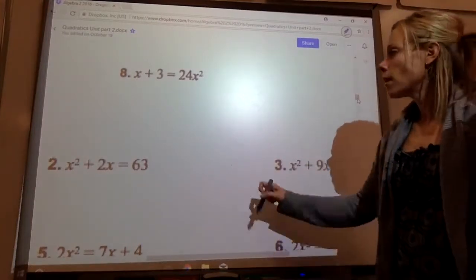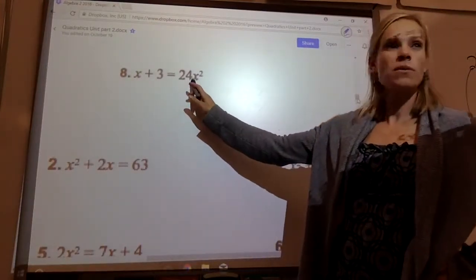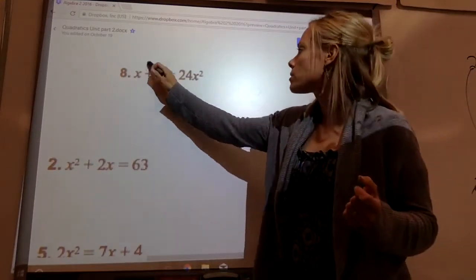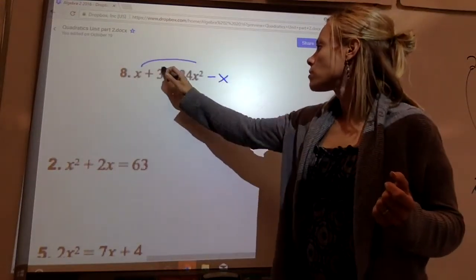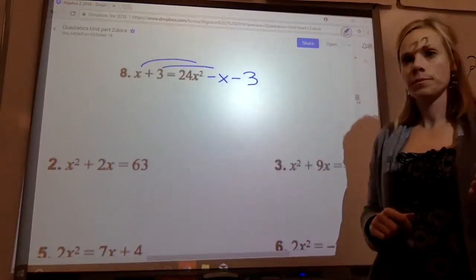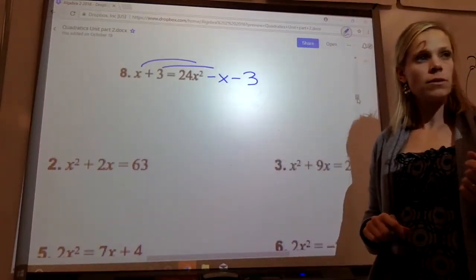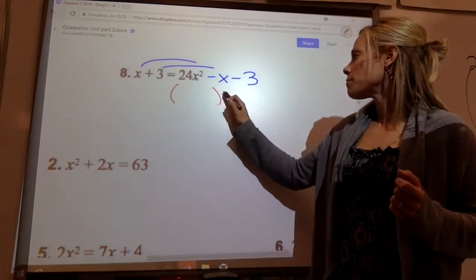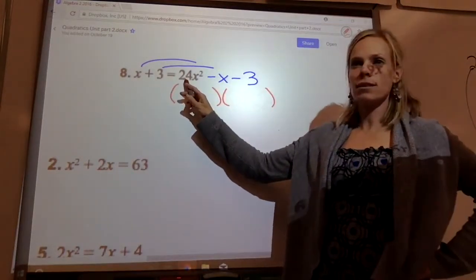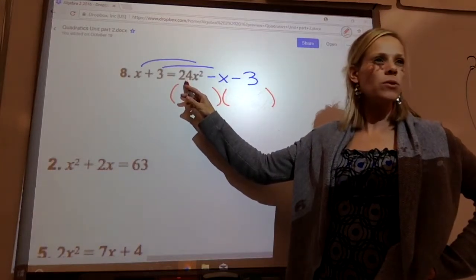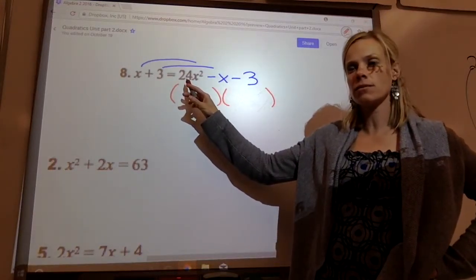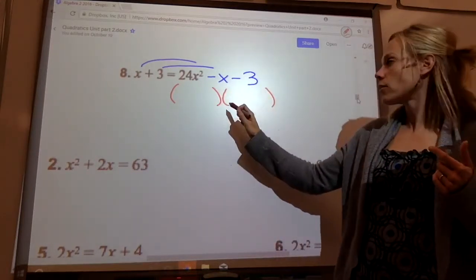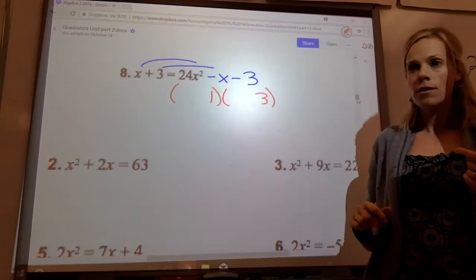This example, again, you're going to want to keep the 24 positive, right? You always want to keep that a term positive. So I would subtract x over, subtract 3 over, instead of equal to 0. So this one's a little bit trickier to factor because my a term has lots of combinations: 1 and 24, 2 and 12, 3 and 8, 6 and 4. So I would start with the c term last and do 1 and 3 instead.